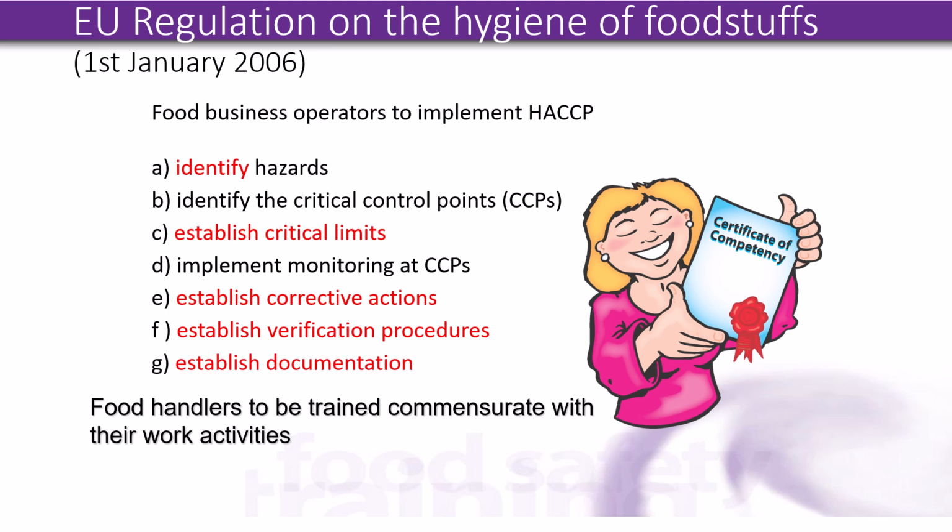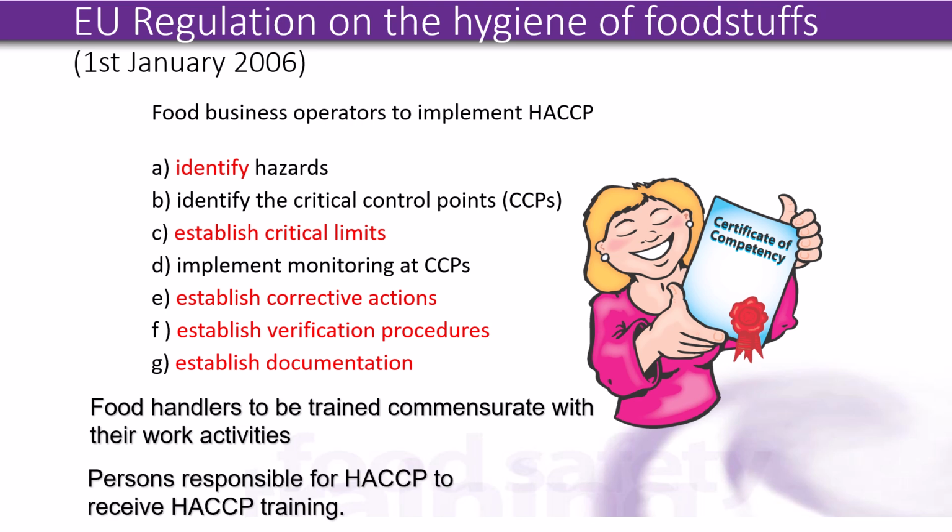Food handlers must be trained commensurate with their work activities. In other words, they must be trained to the level of work that they're doing. And persons responsible for HACCP must receive HACCP training.